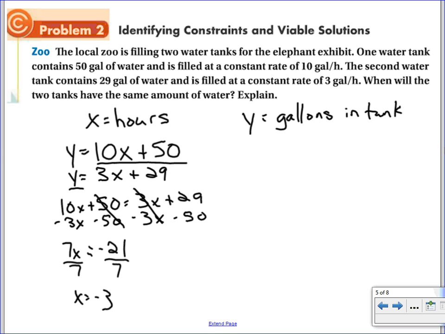If you plug X back in, what you actually get is a number of gallons of 20, and that's not actually possible because neither of those tanks had 20 gallons in them to begin with. They were both more than 20 gallons. One was 29, one was 50. If you're adding water, how are they ever going to get to 20 gallons? So that's not possible, and therefore this would not be a viable solution. This is basically a not possible type of answer.